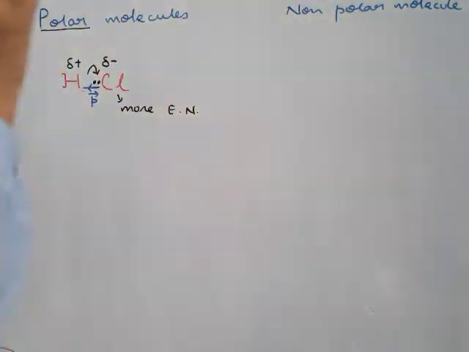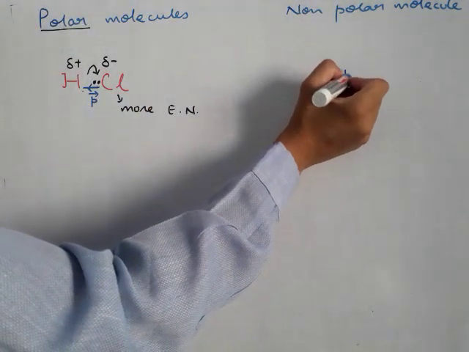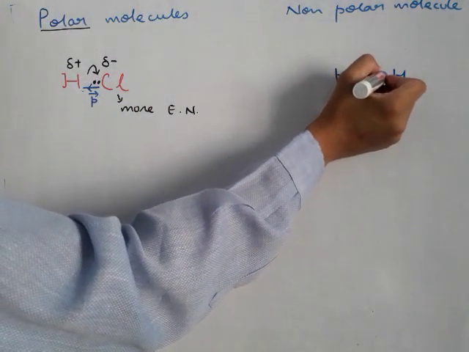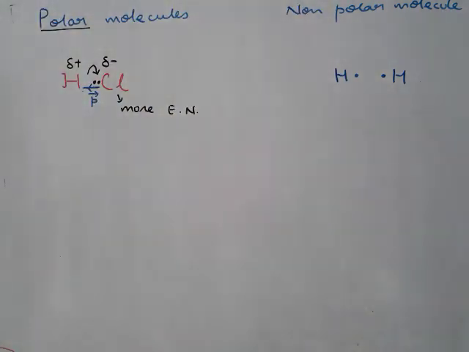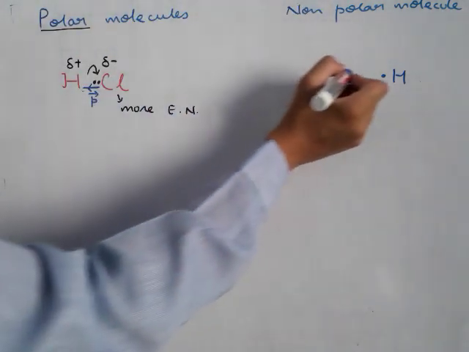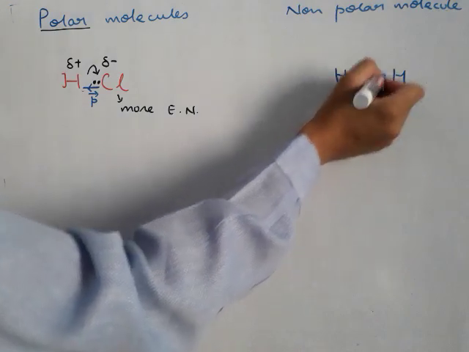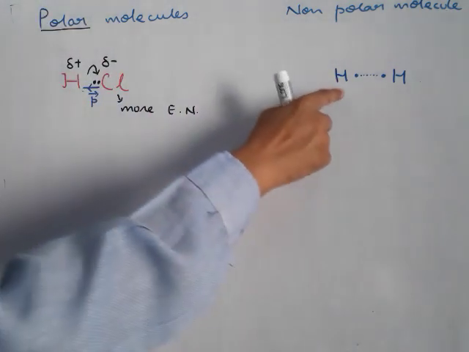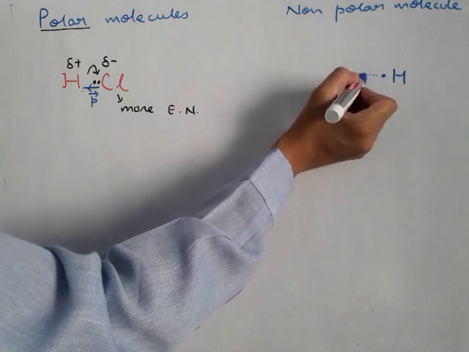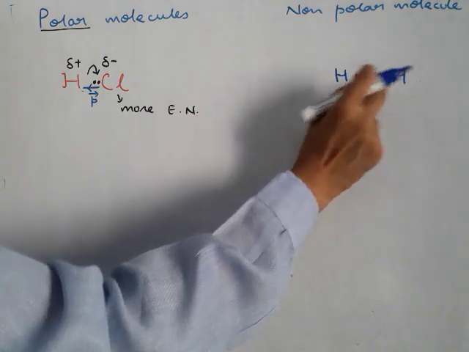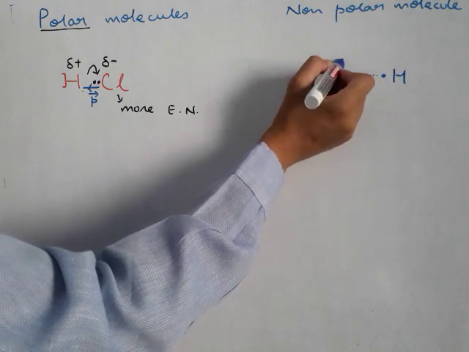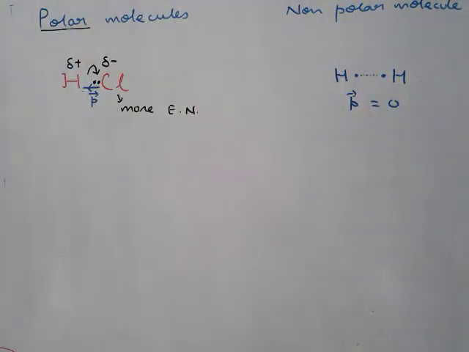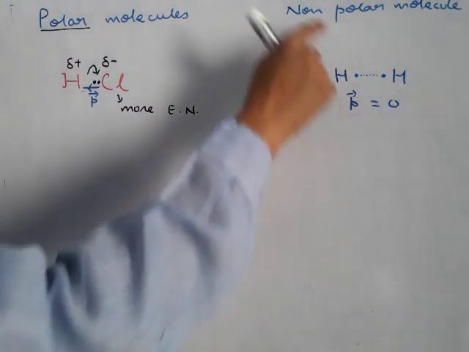On the other hand, a non-polar molecule, for example H2: one electron of this hydrogen and one electron of the other hydrogen share each other, resulting in formation of a covalent bond. Now because both of them are alike, H and H, their electronegativity values are the same. Since their electronegativity values are the same, these two electrons lie symmetrically between both hydrogens. So neither of them develops a negative charge or a positive charge. So net dipole moment we say is 0 for H2. Hence it is a non-polar molecule.